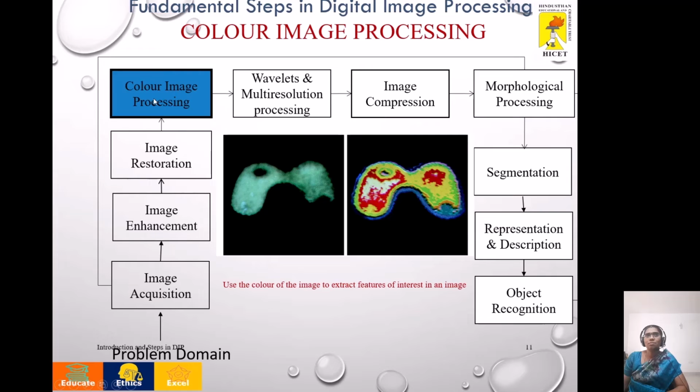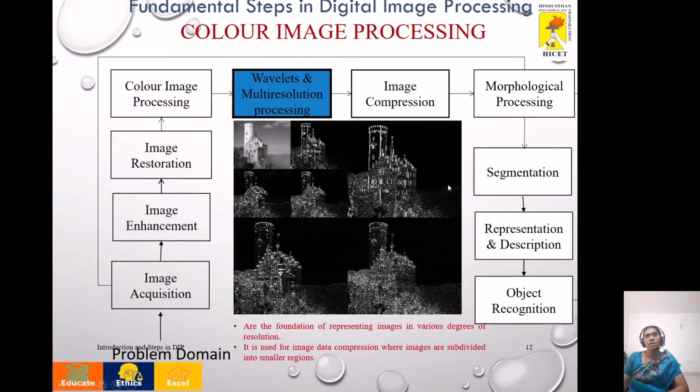The next step, which is optional, is color image processing. Suppose color image features provide more details for interpretation, color image processing might be involved so that the analysis may be made easier. Next is wavelets and multi-resolution processing. This wavelet and multi-resolution processing helps to represent the image in various degrees of resolution, and it is helpful for compression.